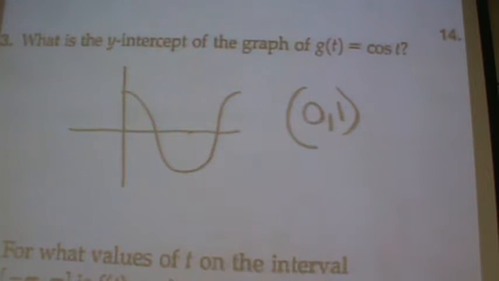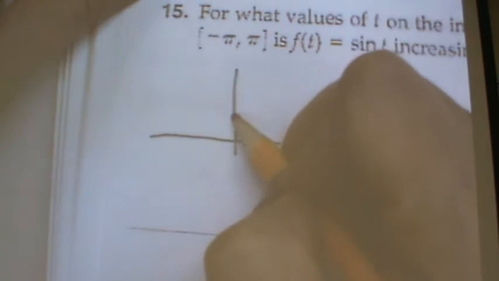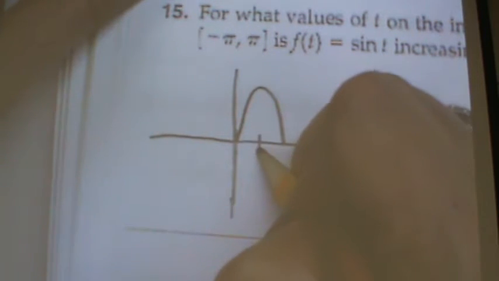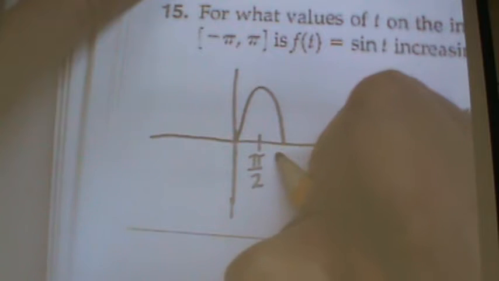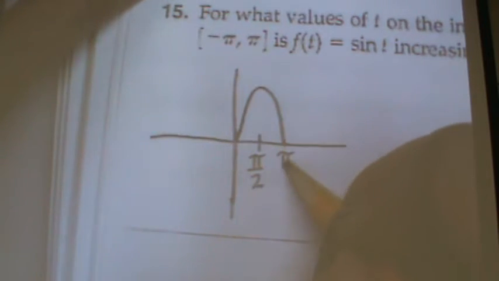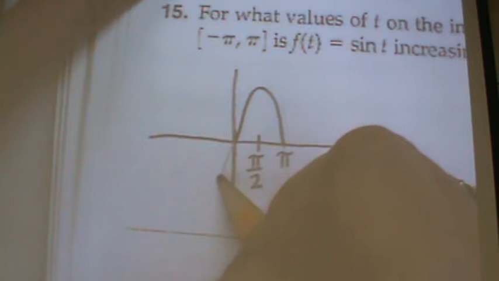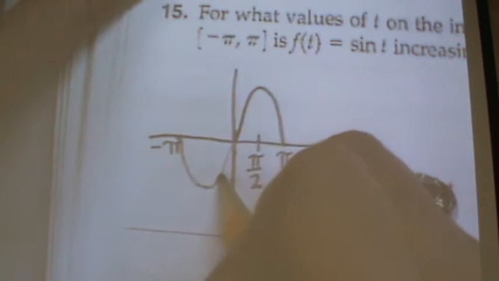We're going to skip 14 because it's a tangent problem, but we're going to do 15. 15 says, for what value of t on the interval negative pi to pi is it increasing? So if we graphed negative pi to pi, here's 0. So this thing looks like this. Here's pi over 2, and here's pi. We really don't need the rest of it, but this thing is going to come down and go up. That's negative pi here to pi.